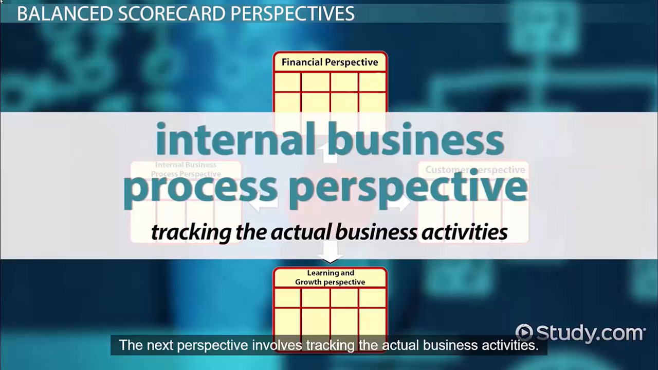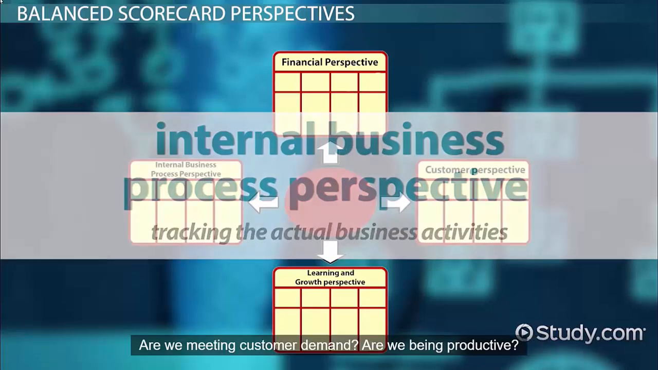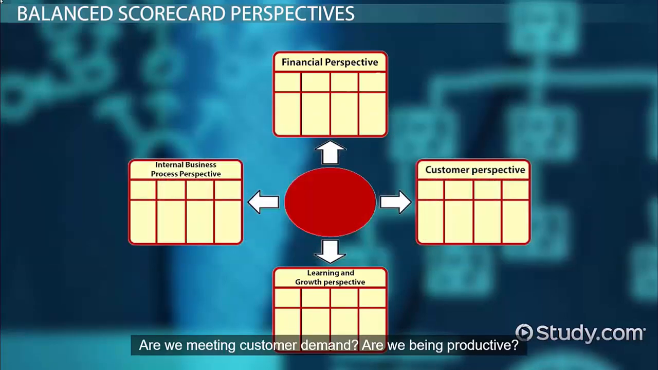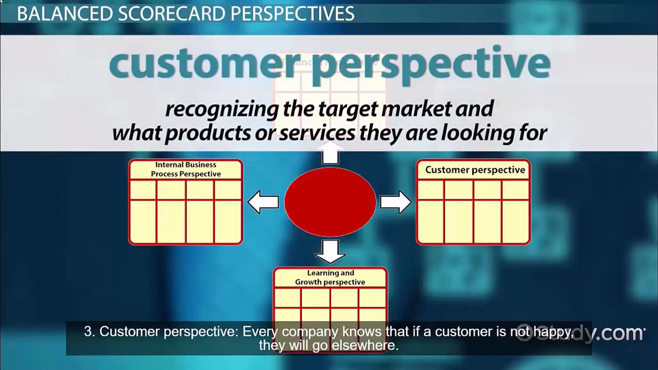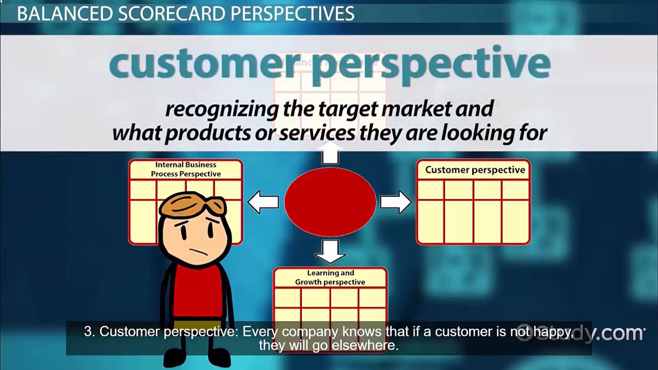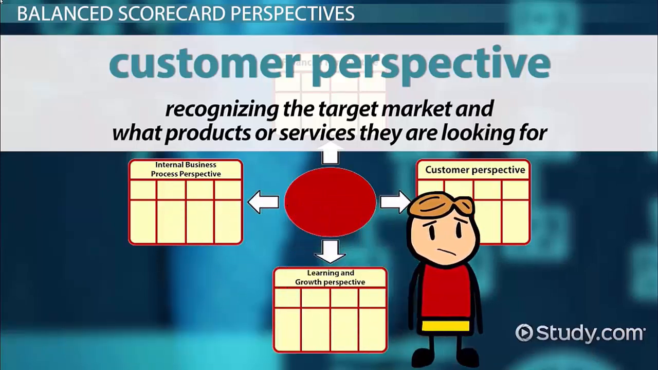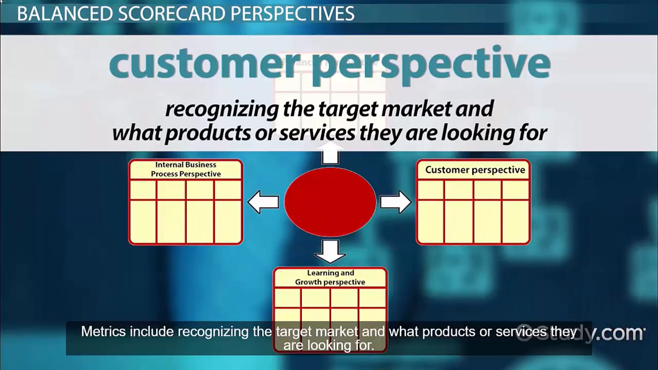Internal business process perspective. The next perspective involves tracking the actual business activities. Are we meeting customer demand? Are we being productive? Customer perspective. Every company knows that if a customer is not happy, they will go elsewhere. Metrics include recognizing the target market and what products or services they are looking for.